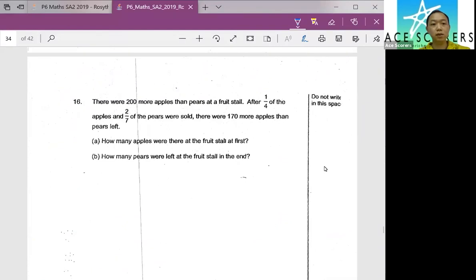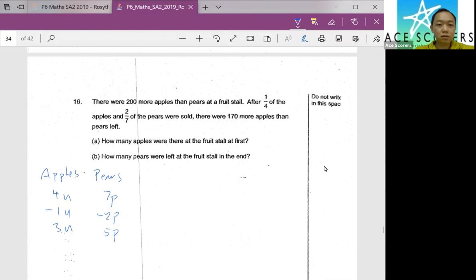Okay, let's look at 16. So there were 200 more apples than pears at the fruit store. After 1/4 of the apples and 2/7 of the pears were sold, there were 170 more. So we have apples and pears. After 1/4 of the apples and 2 out of 7. So at first, apples 4 units, pears is 7 parts. Minus 1 unit left, 3 units, minus 2 parts left, 5 parts. Yeah, you should be able to get this information from here. Now there were 200 more apples than pears.